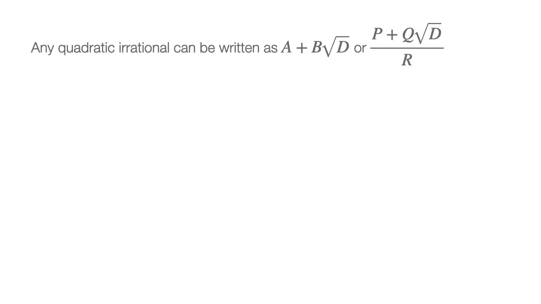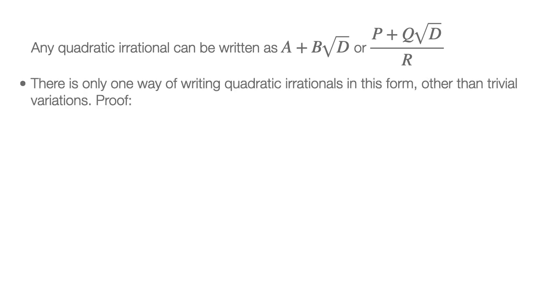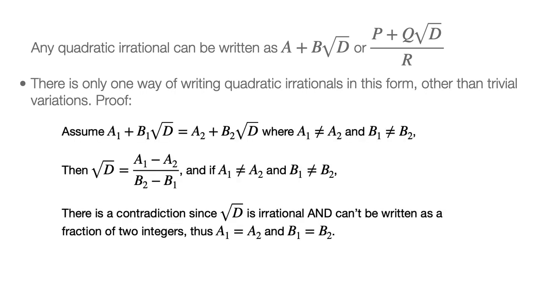Quadratic irrationals. Any quadratic irrational can be written as a plus b times root d, or p plus q times root d over r. There's only one way of writing quadratic irrationals in this form, other than trivial variations.